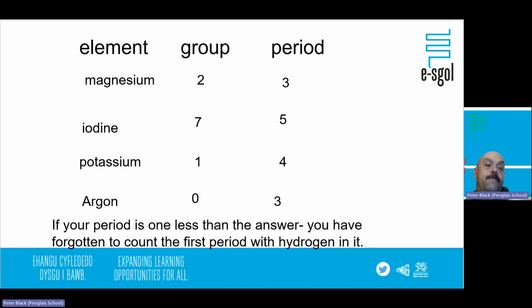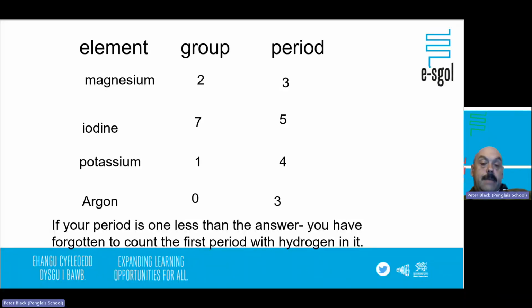Here we've got potassium. So potassium has 19 electrons, and when you put those 19 electrons in the shells, I'd expect 1 in the outer shell, and you would have 4 shells. And argon we discussed earlier, full outer shell. Anything in group 0 has a full outer shell. So in this case, 8 electrons, and it would have 3 shells.